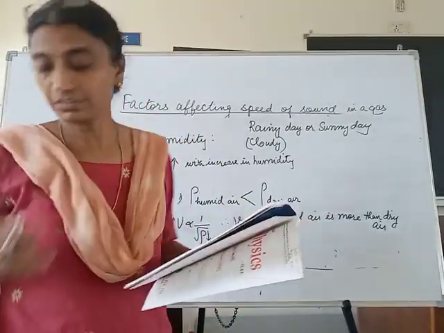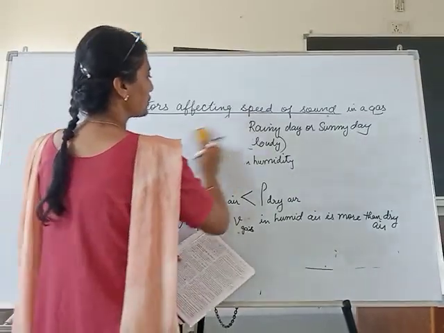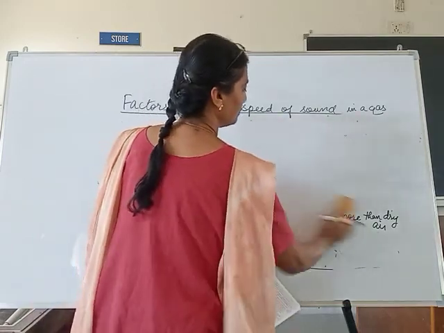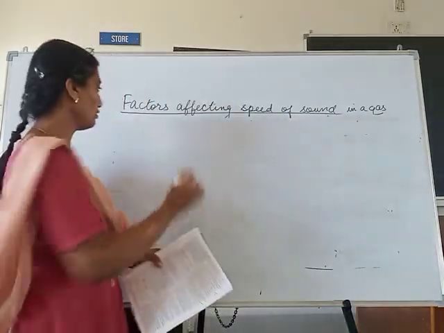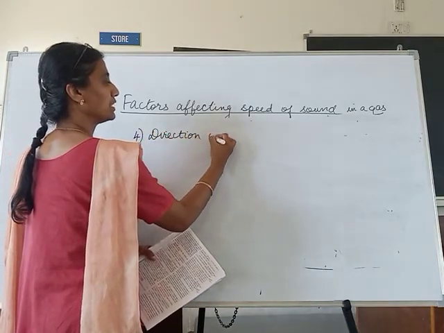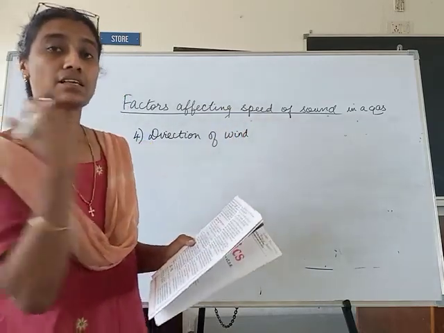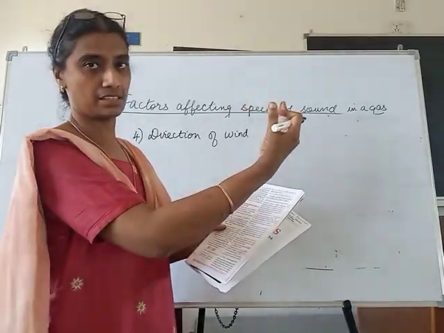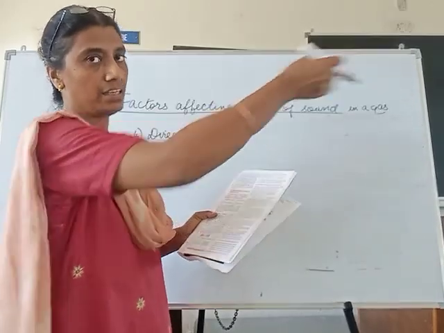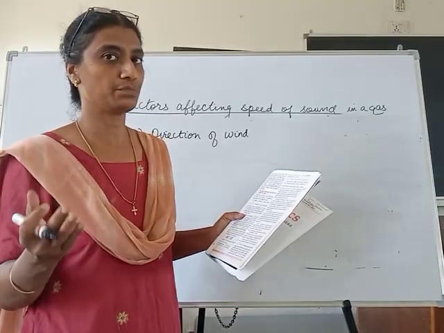Okay, now we go to the fourth factor, that is very easy. That is, speed of sound depends on direction of wind. Effect of direction of wind. This you could have practically experienced. Whenever the sound that I am producing is in the direction of wind, suppose I am talking like this and wind is also blowing in this direction, and if somebody is there, then the speed of sound is going to be more.